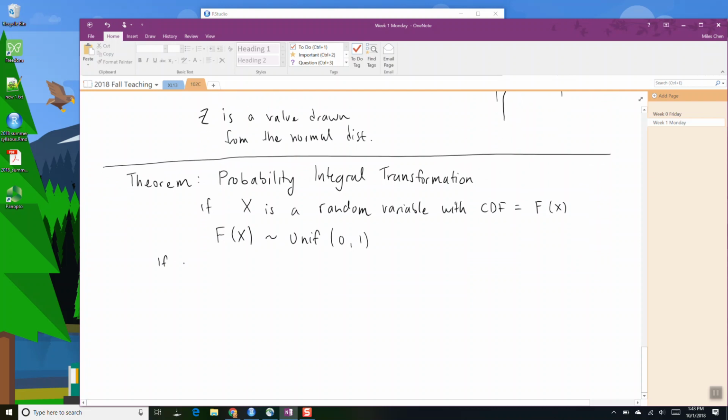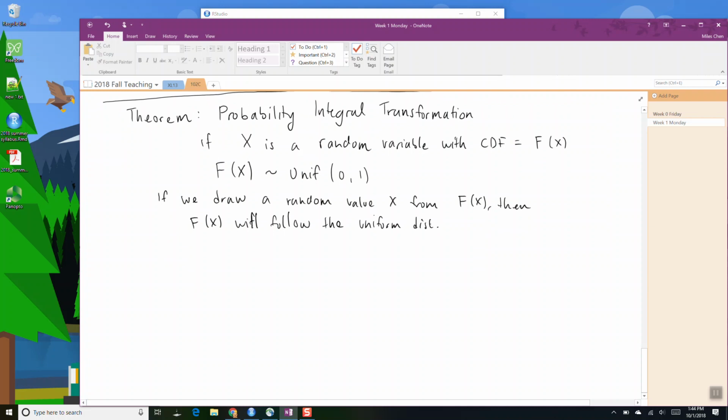So basically it's just saying if we draw a random value X, then F of X will follow the uniform distribution. Okay.